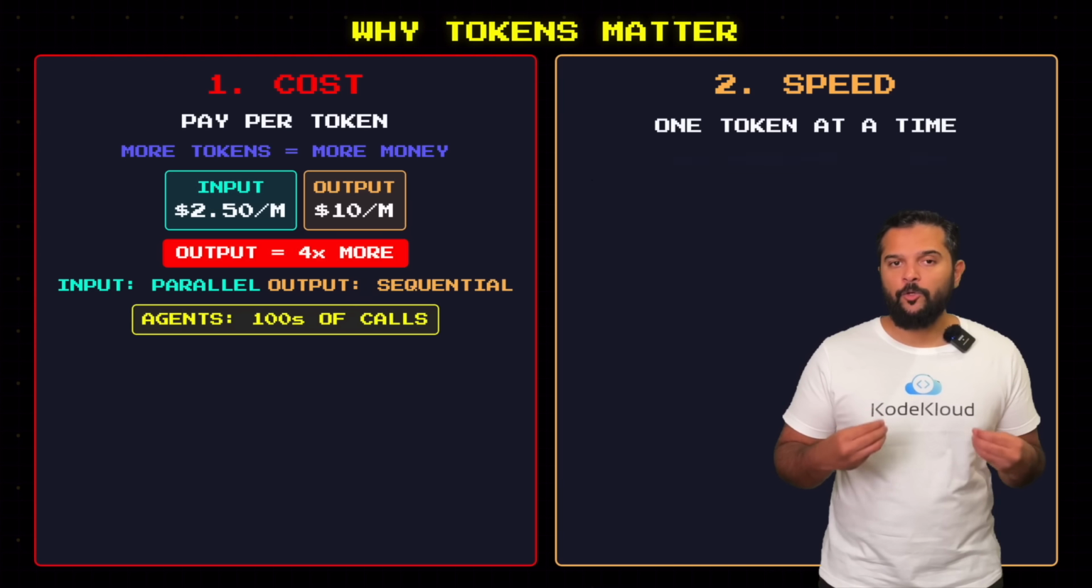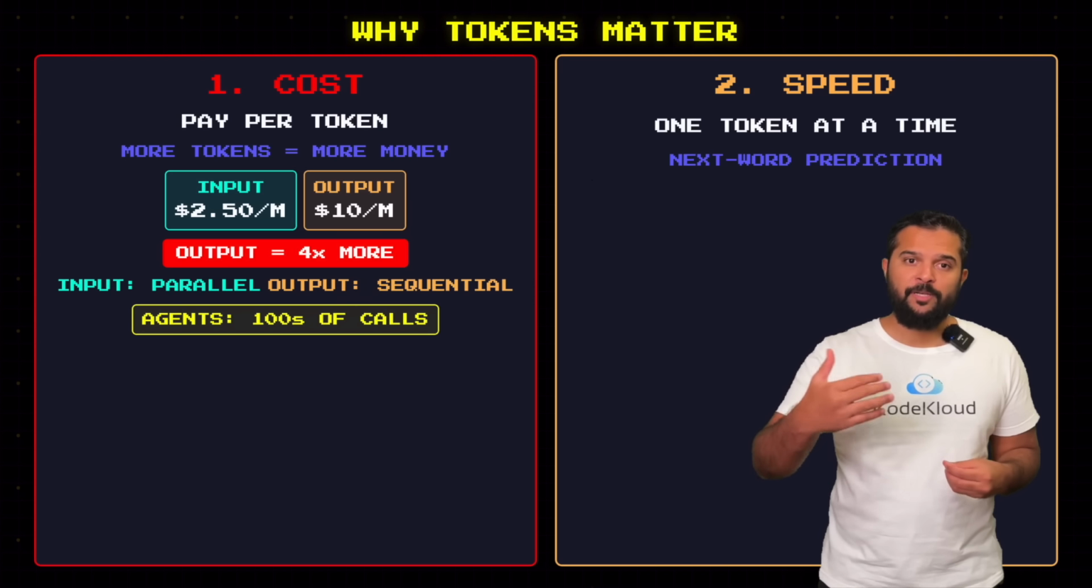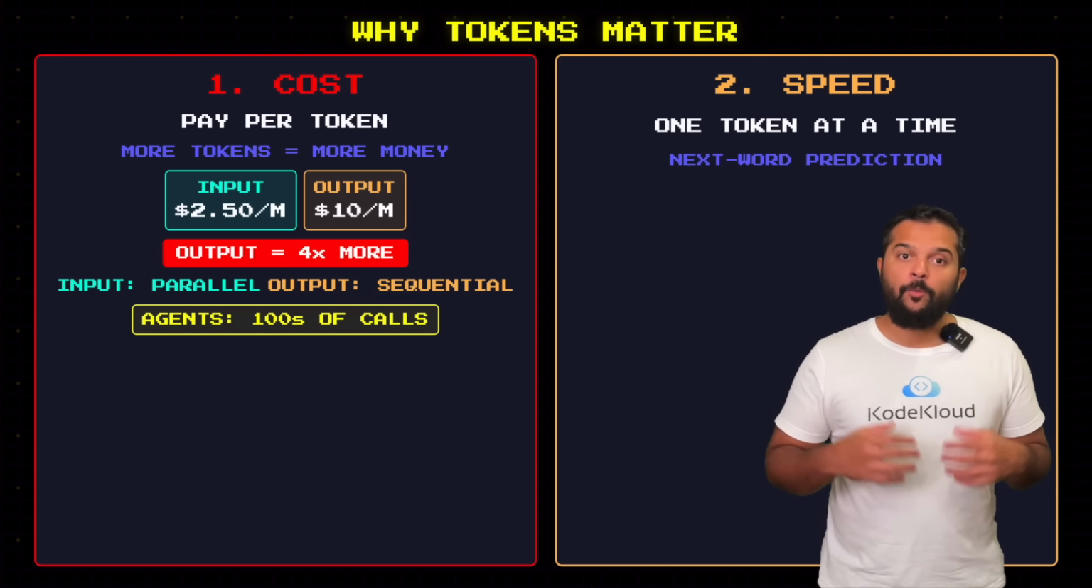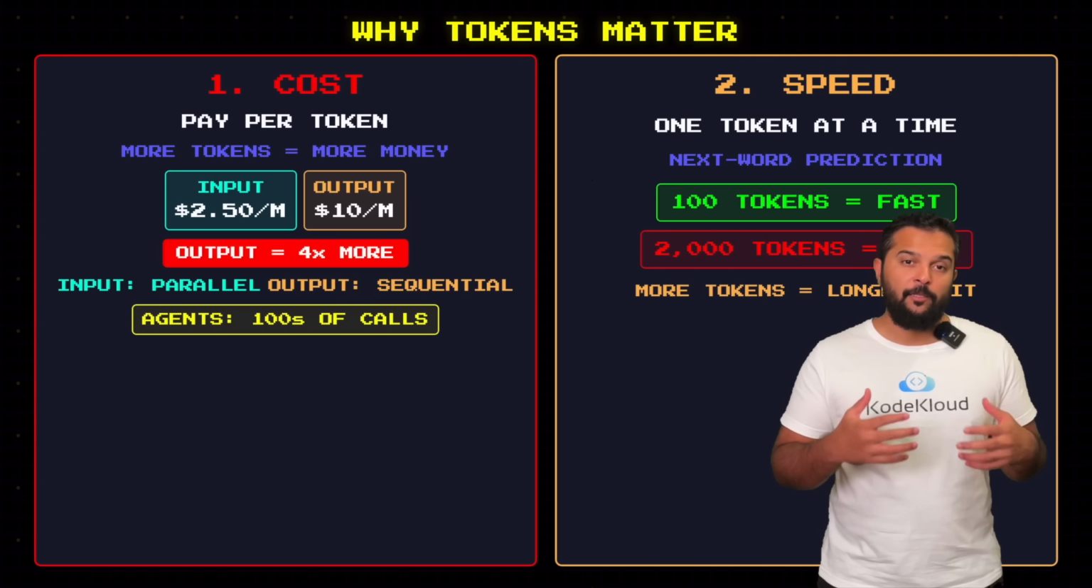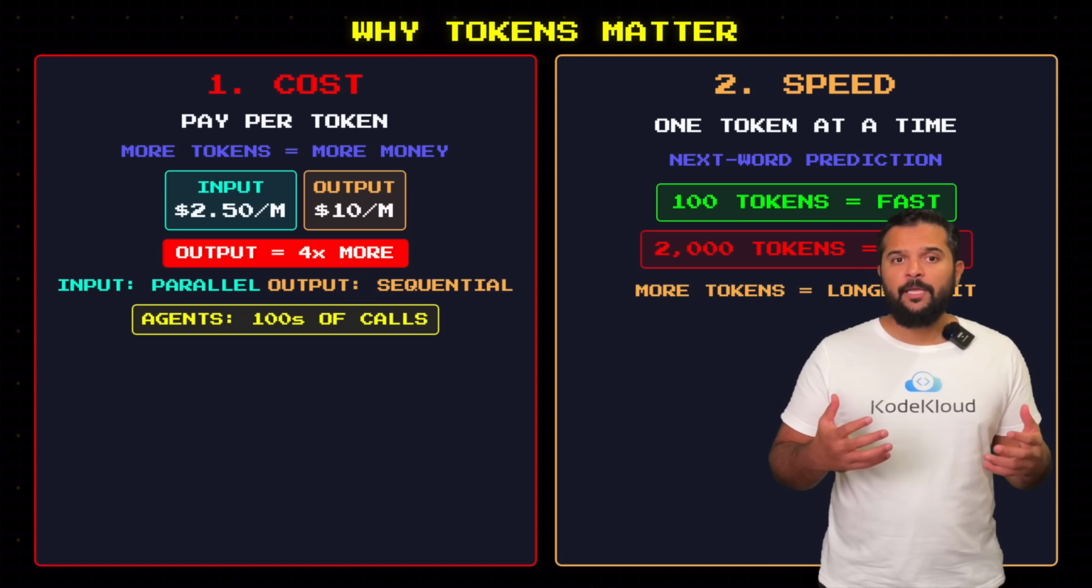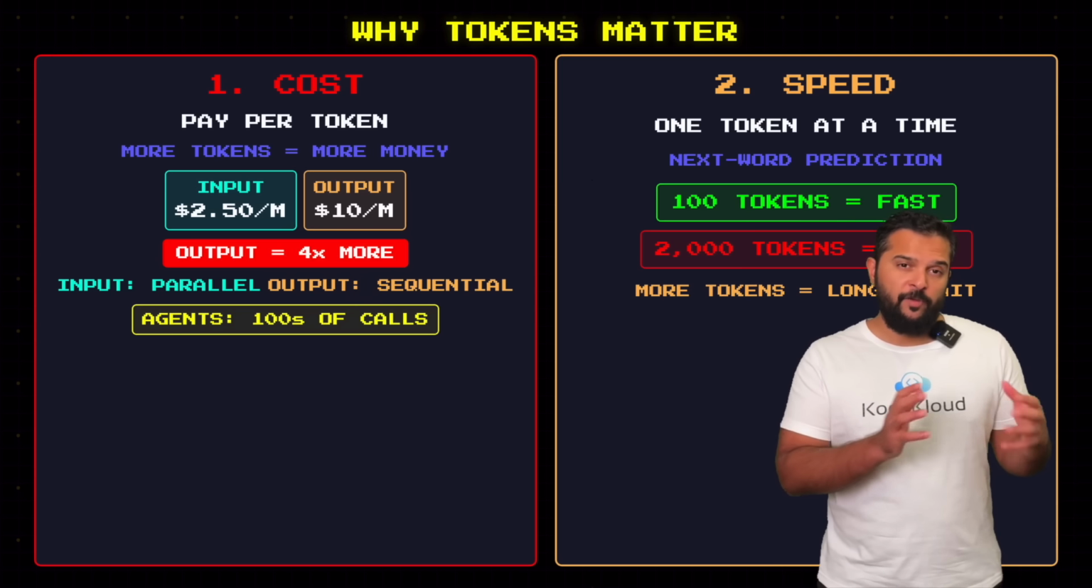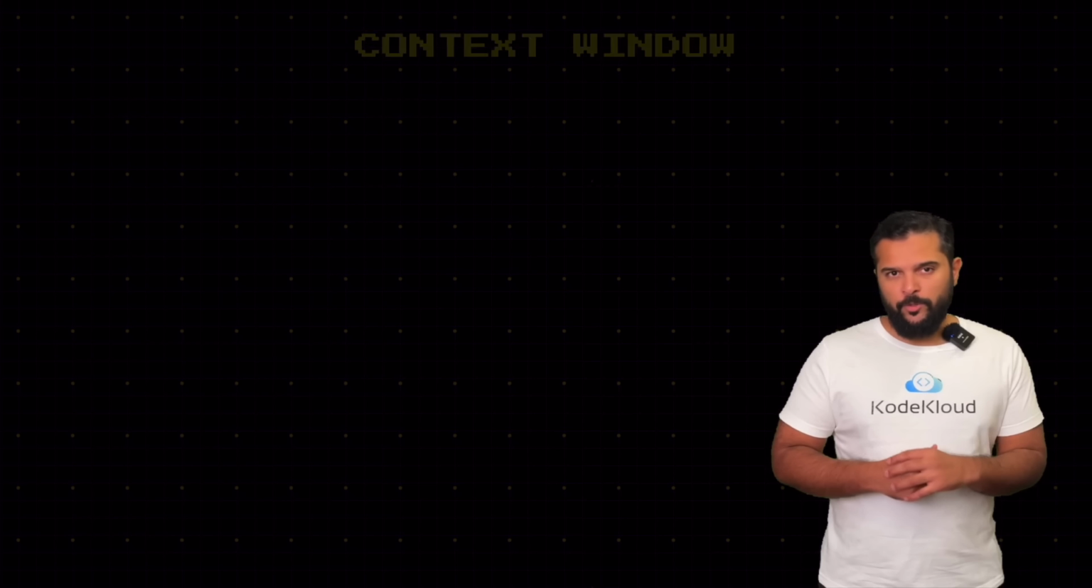LLMs generate 1 token at a time. It's the next word prediction we covered earlier. Now, more tokens in the response means a longer wait. A 100-token response comes back much faster than a 2,000-token response.